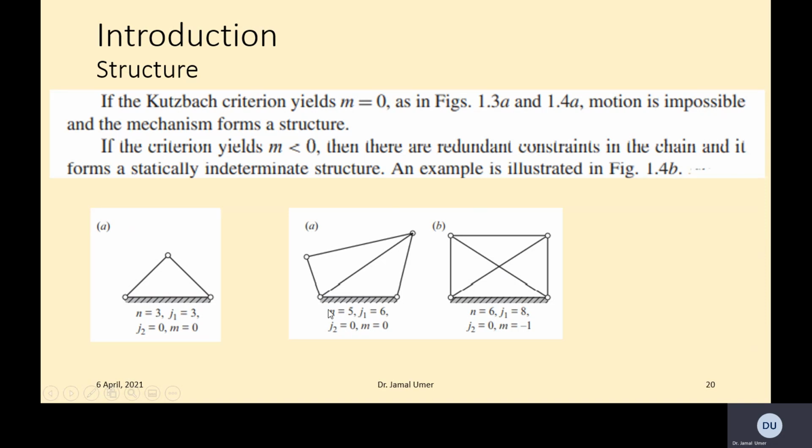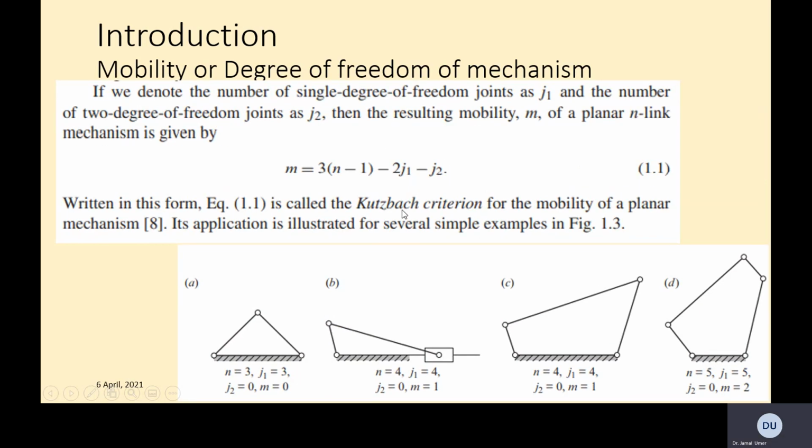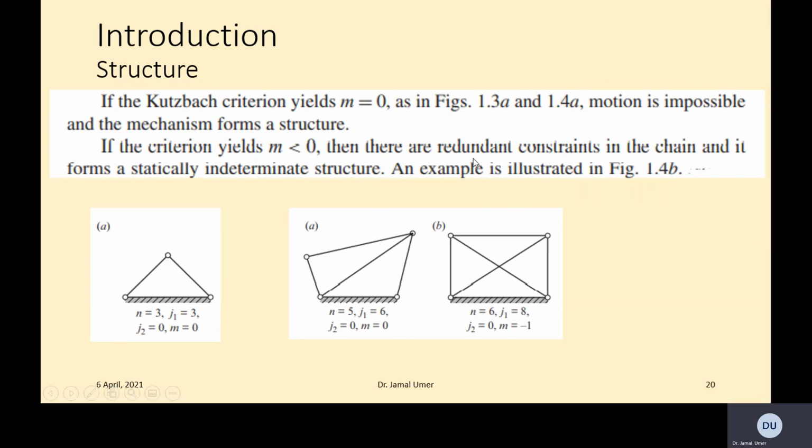Okay. And the next is quite an interesting case. If the criterion yields M less than 0, then with the same equation, you plug in numbers and you end up having M as a negative number. So what does this mean? Then there are redundant constraints in the chain and it forms a statically indeterminate structure. An example is cited here. Now I'm quite sure you are well aware of statically determinate and statically indeterminate structures.